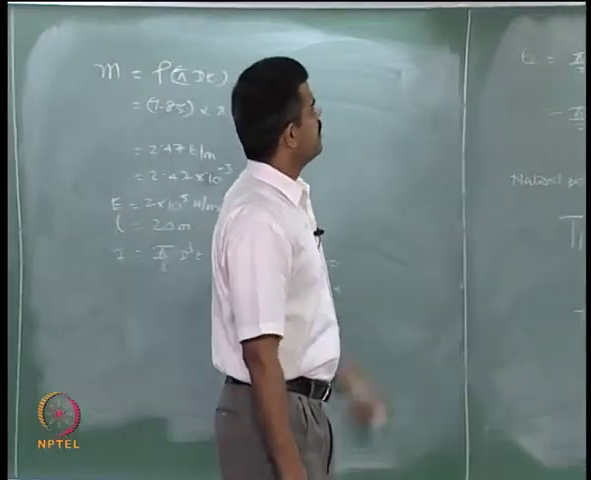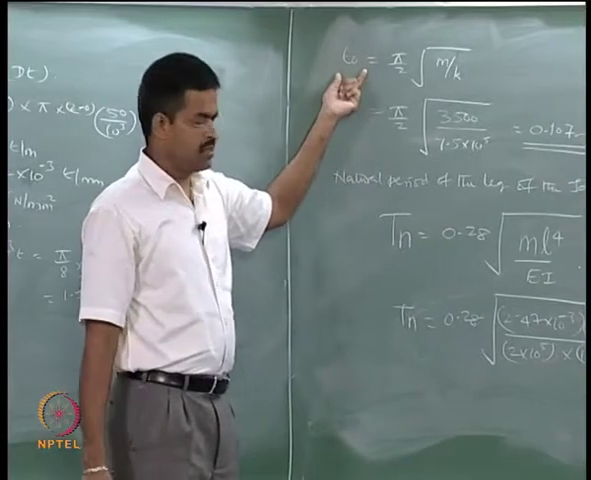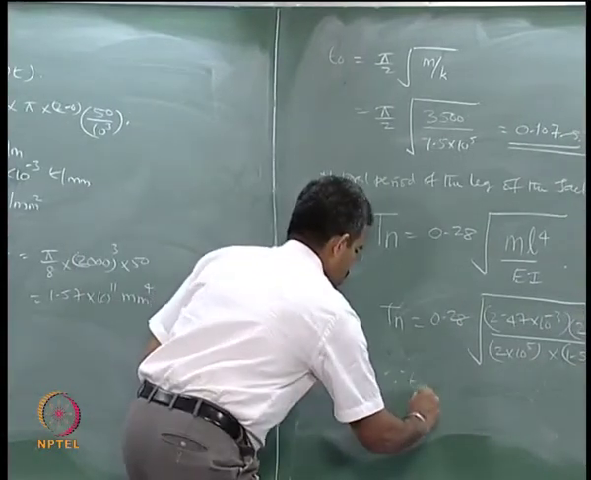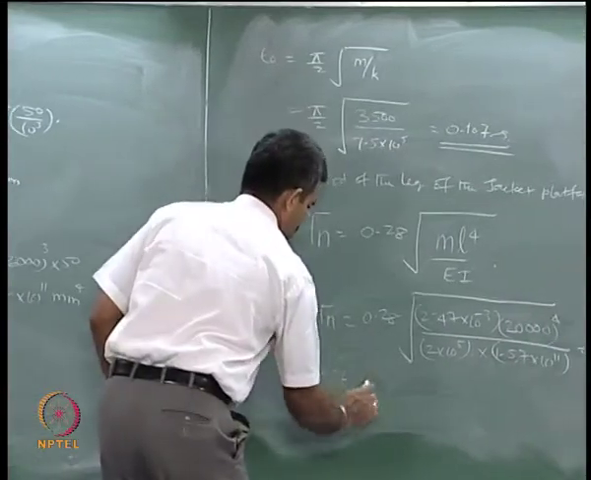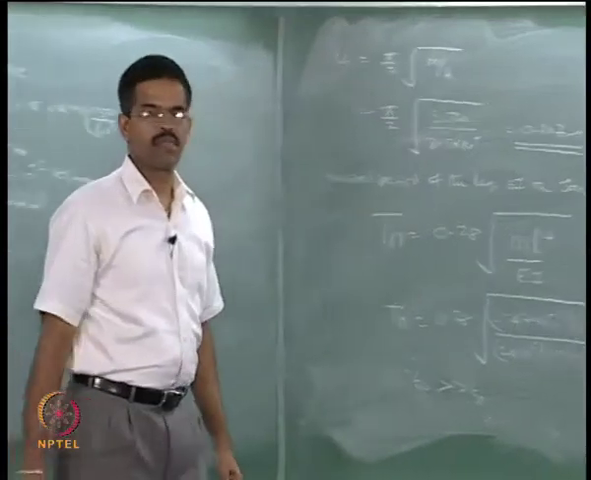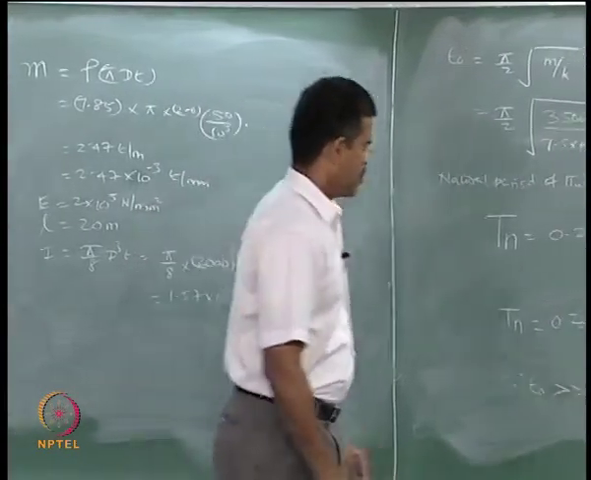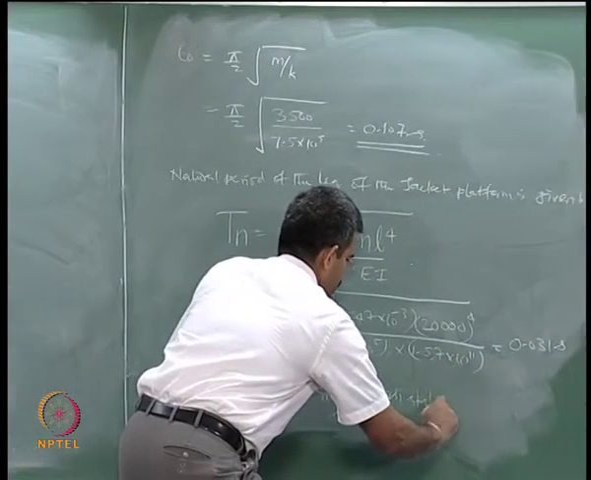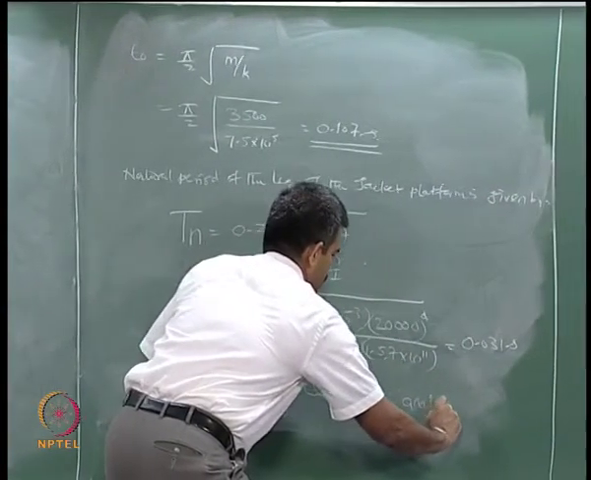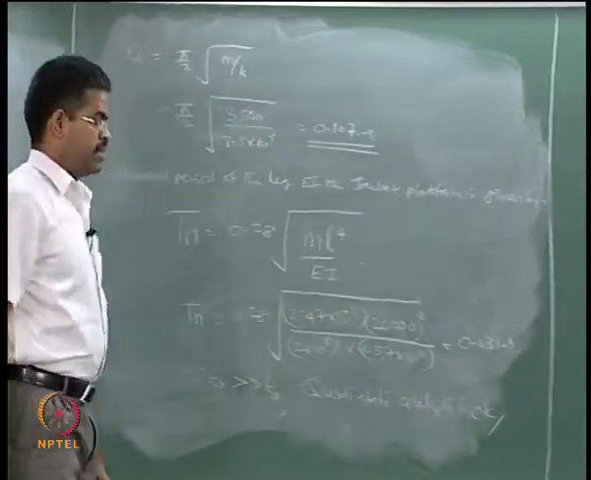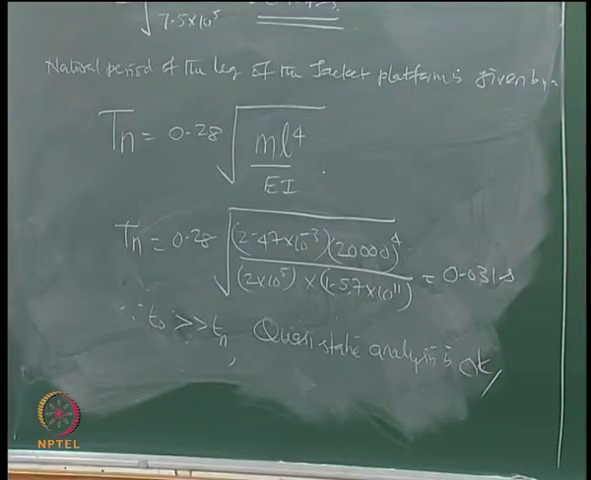Now, comparing the duration of collision T naught with that of Tn, since T naught is very large compared to Tn, quasi static analysis is sufficient for this impact analysis, okay. So, one can decide like this.